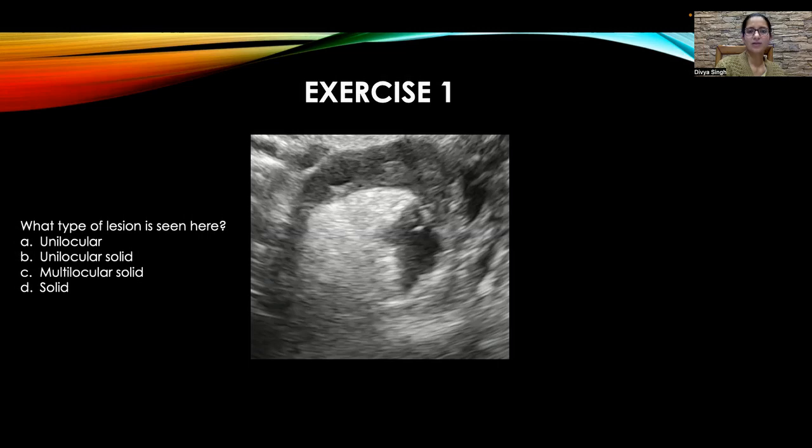Let us try to recapitulate and see if we have assimilated what I discussed in the previous slides. So here are a few exercises for you. Now, what type of lesion do you see in this image? Please have a look at this image carefully, and you can post your answers either in the WhatsApp group or even on this channel as to what you think this lesion is. Is it unilocular solid, multilocular solid, or solid, based on the IOTA terminology?